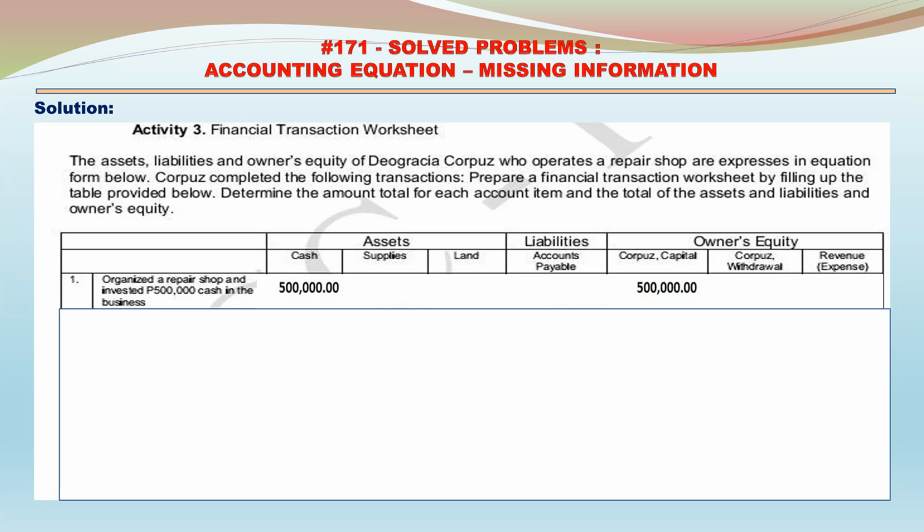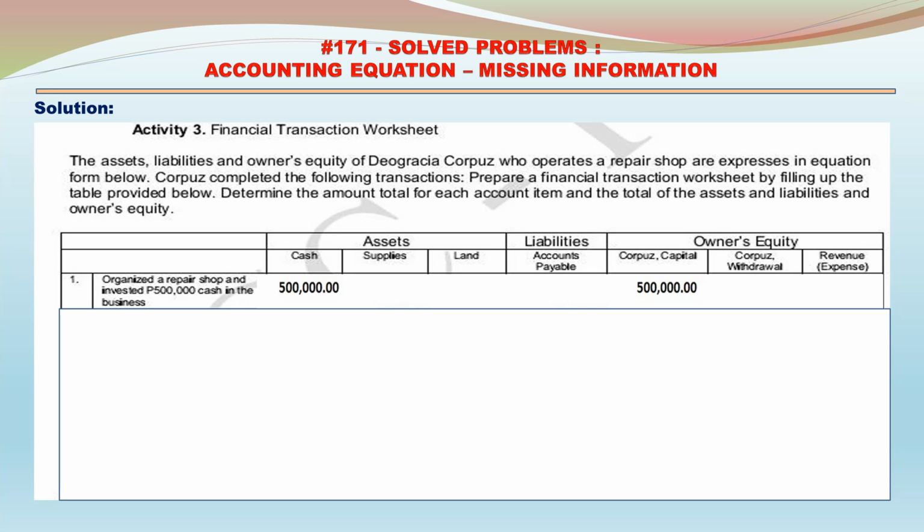Solution to problem number 3. The assets, liabilities and owner's equity of Diogracia Corpus, who operates a repair shop, are expressed in equation form below. Corpus completed the following transactions. Prepare a financial transaction worksheet by filling up the table provided below. Determine the total of each account item and the total of assets and liabilities and owner's equity.